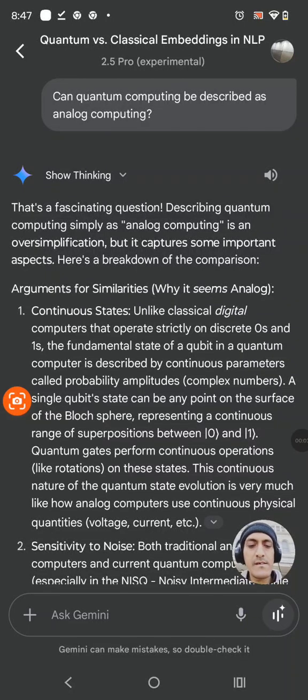Hello. So, got a fun question for Gemini. Can quantum computing be described as analog computing? Of course not, but let's hear what it has to answer.